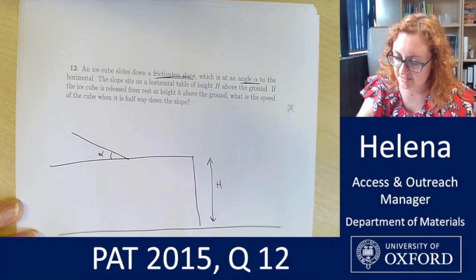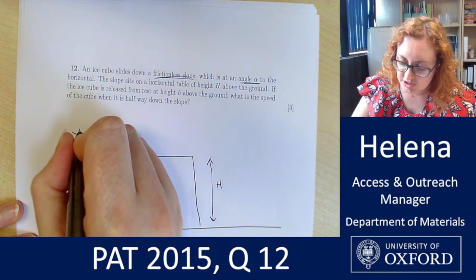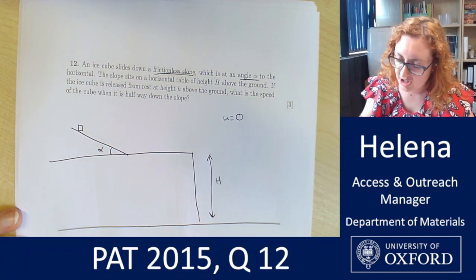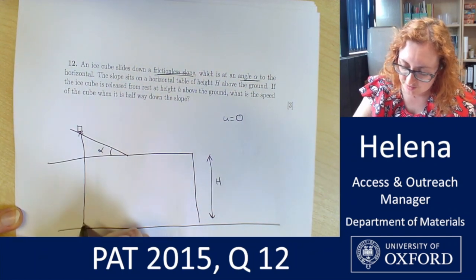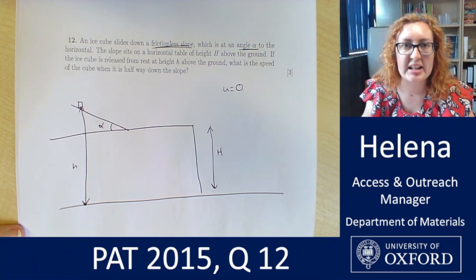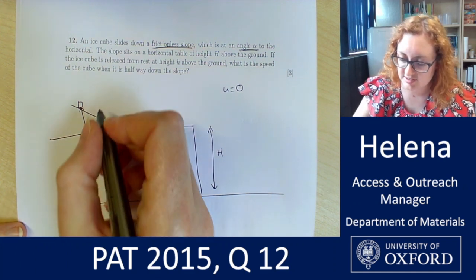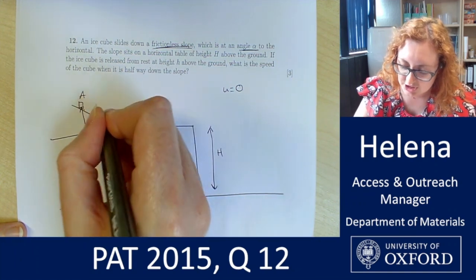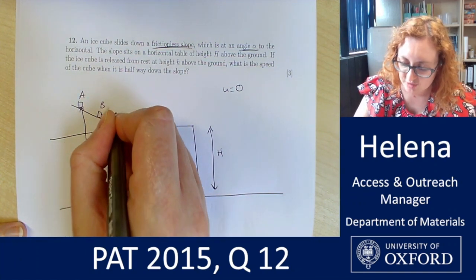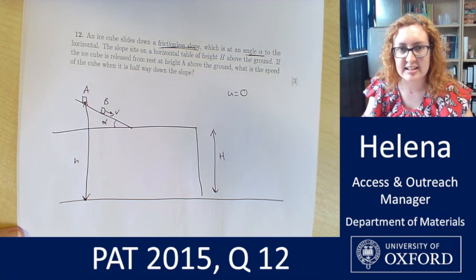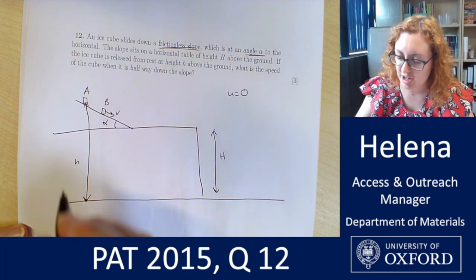above the ground here. If the ice cube is released from rest, so we have an initial velocity of 0, from a height lowercase h above the ground, so this full distance here is our h, what is the speed of the cube when it is halfway down the slope? Okay, so halfway down the slope, we have our ice cube in a position here. Let's call this position A and this position B, and it's now moving at a speed v, which we're being asked to find.